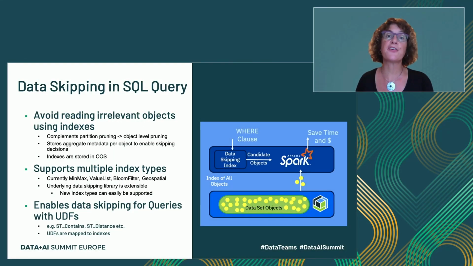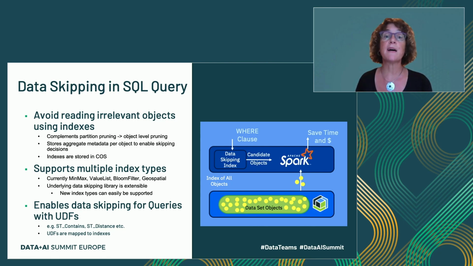Now for the third SQL Query feature, data skipping. SQL Query has a very general data skipping capability, which avoids reading irrelevant objects based on data skipping indexes, which contain aggregate metadata for each object. These indexes are created by users and stored alongside the data in Cloud Object Storage. This complements partition pruning, but at the object level.